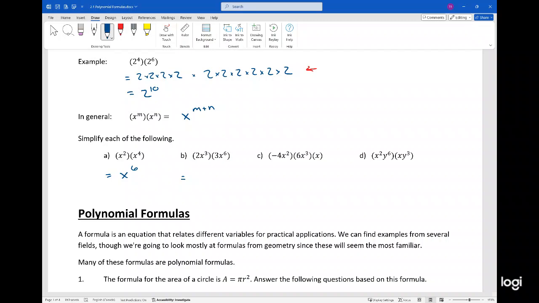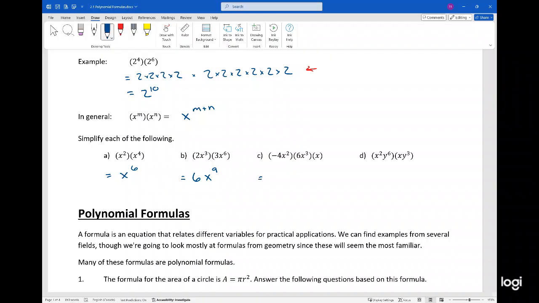2 times x cubed times 3 times x to the 6th could easily be done as 2 times 3 times x cubed times x to the 6th. Tongue twisters today. 2 times 3 is just 6. x cubed times x to the 6th is x to the 9th. Add the 3 and the 6 and you're good to go.